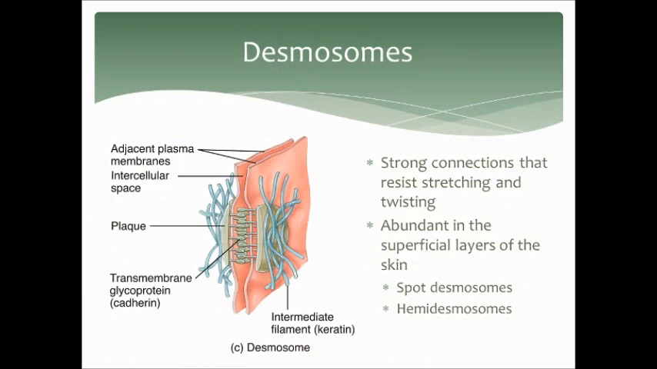Desmosomes are another type of cellular connection, strong connections that resist stretching and twisting. They're very abundant in the superficial layers of the skin because they're more tightly bound together than these other junctions are. So it allows for the skin to be waterproof and to not allow quite as many substances in and out. Spot desmosomes are these small discs that are connected to intermediate filaments between cells. And hemidesmosomes are similar. They're about half the size of the spot desmosome, and they attach the cell to the extracellular filaments of another cell.